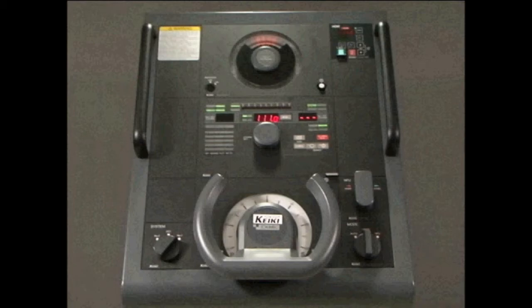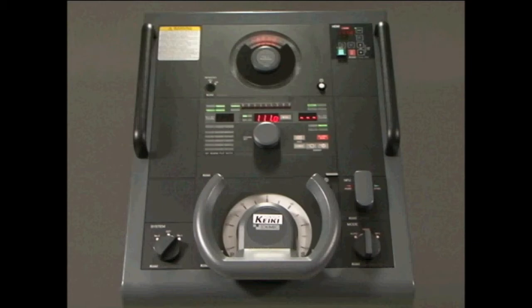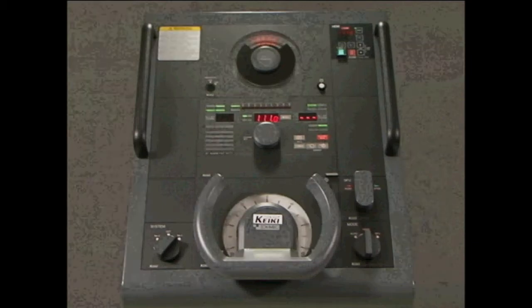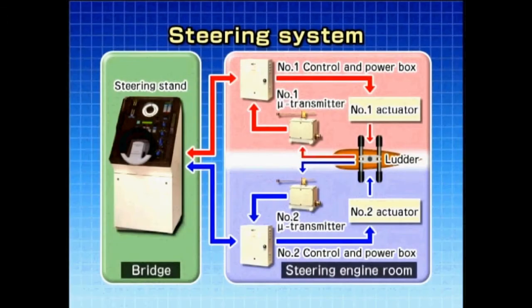Because the autopilot is part of the overall steering system, understanding the autopilot means understanding the entire system. The steering system is composed of a steering stand in the bridge and a steering machine controller in the steering engine room. Given its vital importance, there are 2 completely separate control systems, enabling steering to be restored immediately should one of the systems break down.